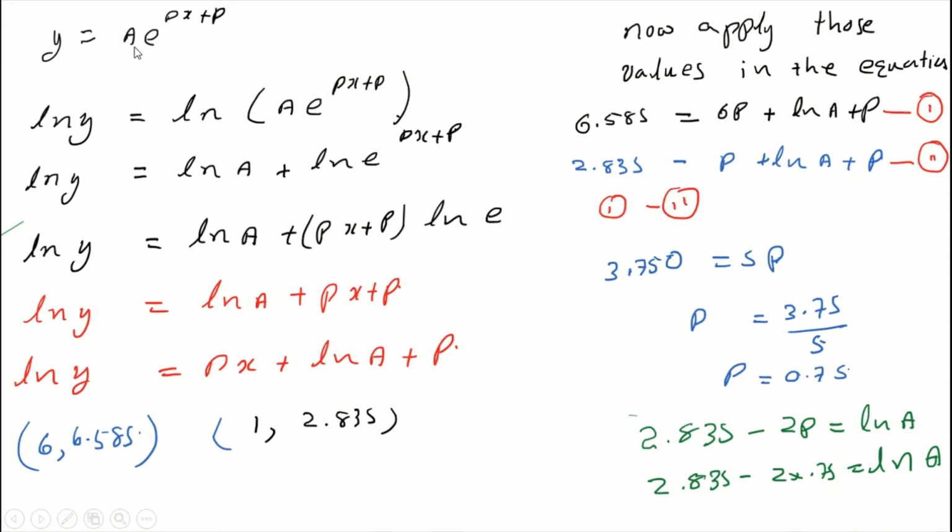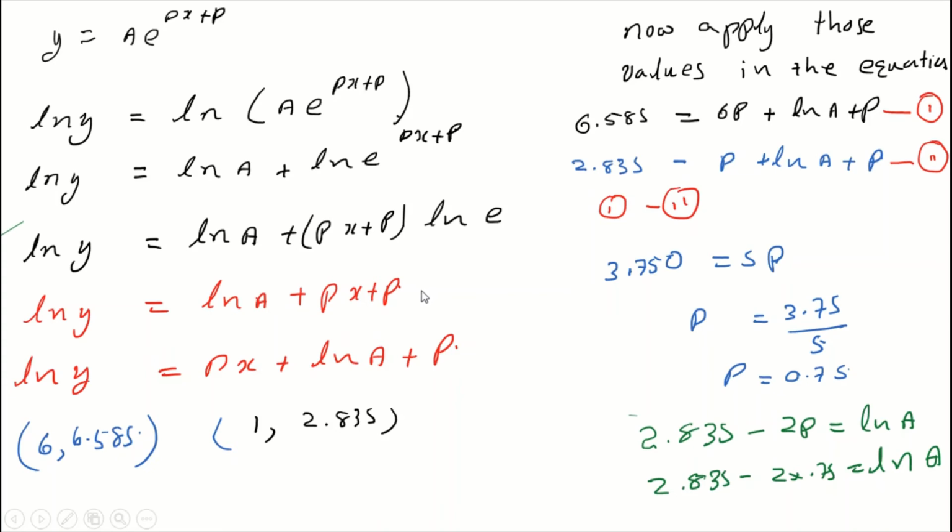Y is equal to A times e to the power px plus p. Ln y is equal to ln of A e to the power px plus p. Here this product could be written as a sum: ln y is equal to ln A plus ln e to the power px plus p. This power could be taken to the front as a coefficient, so px plus p times ln e. We know ln e is always 1. Now we will have the equation ln y equals ln A plus px plus p.